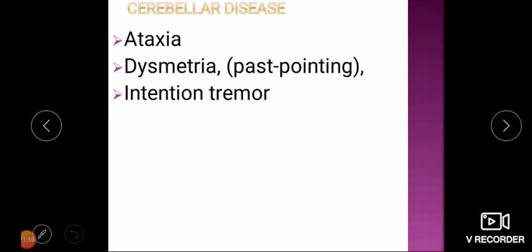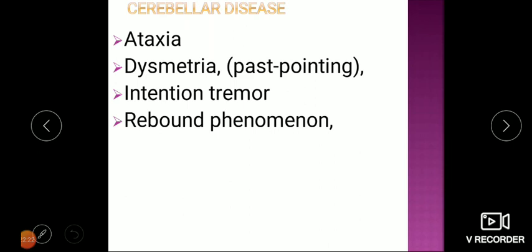Intention tremor. Whenever any activity a person plans to do, suppose he wants to catch a glass, that time tremor starts because he is trying to do some contraction, but the amount of contraction required will vary as the cerebellum is not giving necessary correction. So tremors will start the moment person wants to perform some action, that is called intention tremor. It is in contrast with the basal ganglia lesion where we are having a resting tremor. Rebound phenomena. So actions are reflexed back. Want to do some action, it goes in reverse.